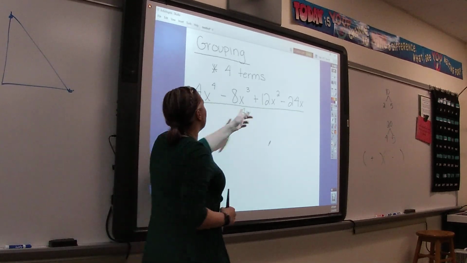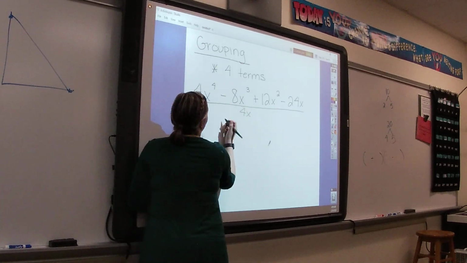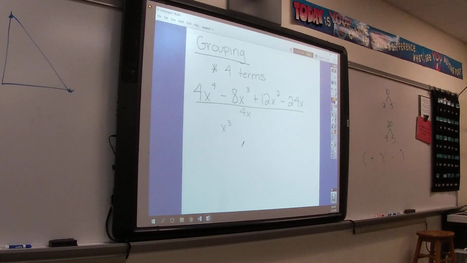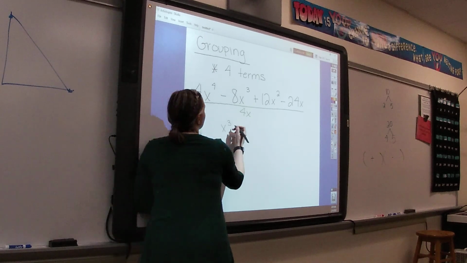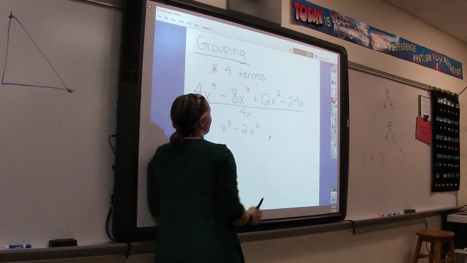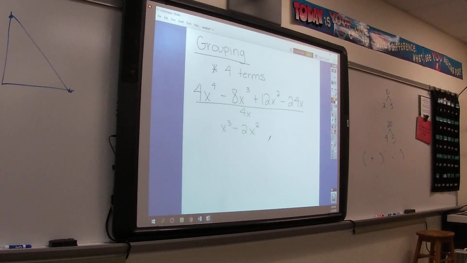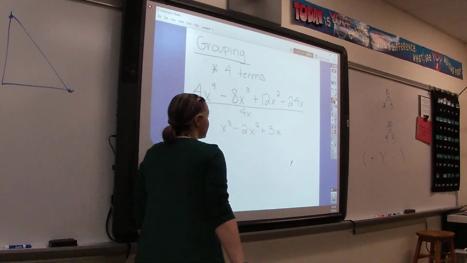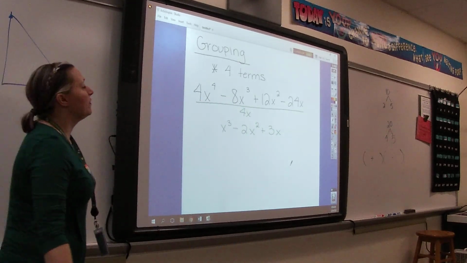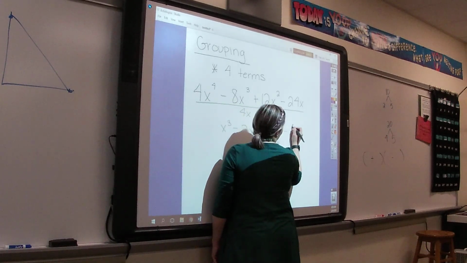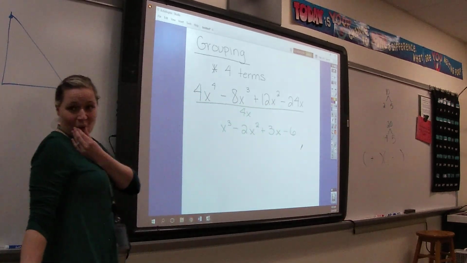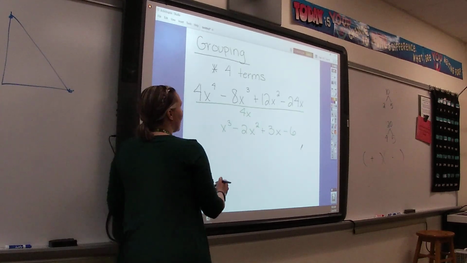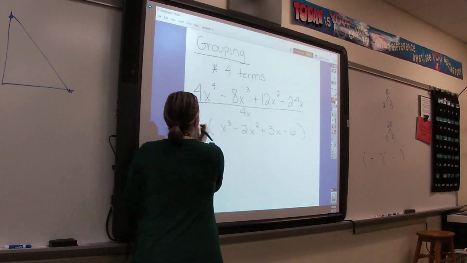Okay, so 4x to the 4th divided by 4x is x cubed, right? 4 minus 1 is 3. 8 divided by 4 is 2x squared. 12 divided by 4 is 3x. 24 divided by 4 is 6, and then the x's cancel out. And so where do I write that GCF? You would split parentheses and then 4x. Okay, so now I have this.